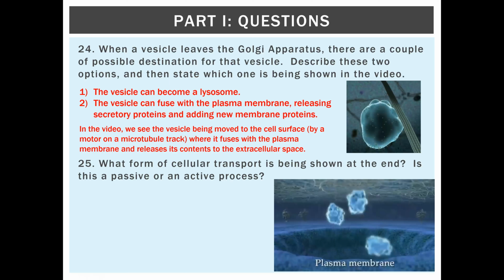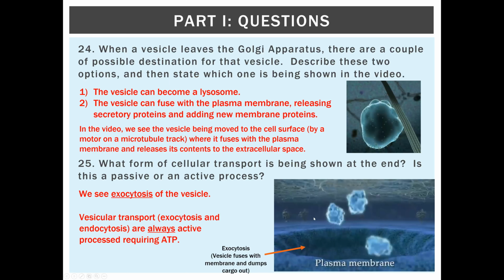So what form of cellular transport is being shown at the end? Is this a passive or an active process? So here I did a screenshot where you can see the vesicle is half fused, and you can see some of the secretory proteins that are being ejected out. So this is called exocytosis, where the vesicle is fusing with the membrane and dumping the cargo out. And vesicular transport, whether it's exocytosis or endocytosis, it's always active. So it's always going to require ATP.